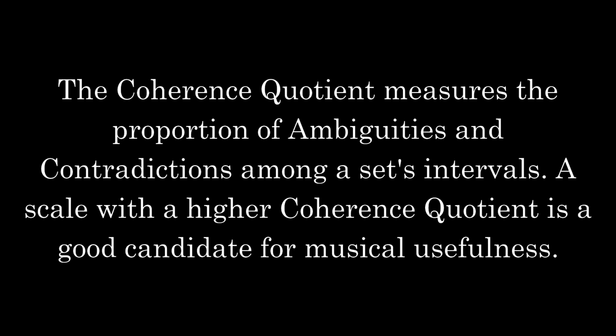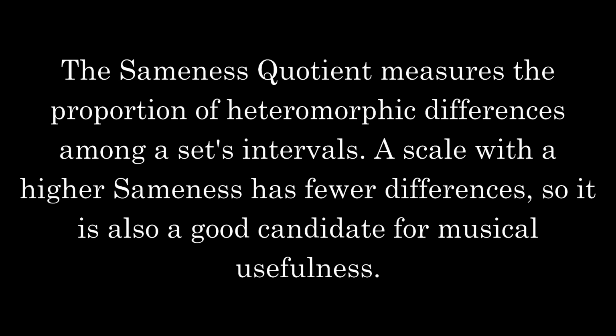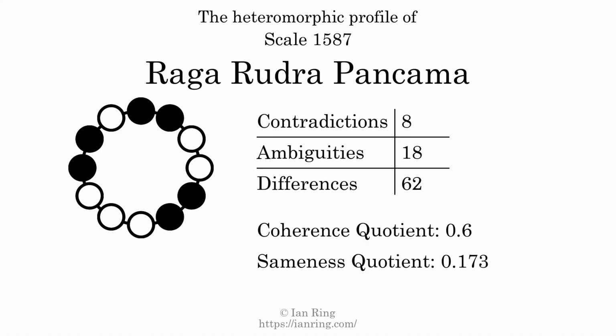The coherence quotient measures the proportion of ambiguities and contradictions among a set's intervals. A scale with a higher coherence quotient is a good candidate for musical usefulness. The coherence quotient is 0.6. The sameness quotient measures the proportion of heteromorphic differences among a set's intervals. A scale with a higher sameness has fewer differences, so it is also a good candidate for musical usefulness. The sameness quotient is 0.173.